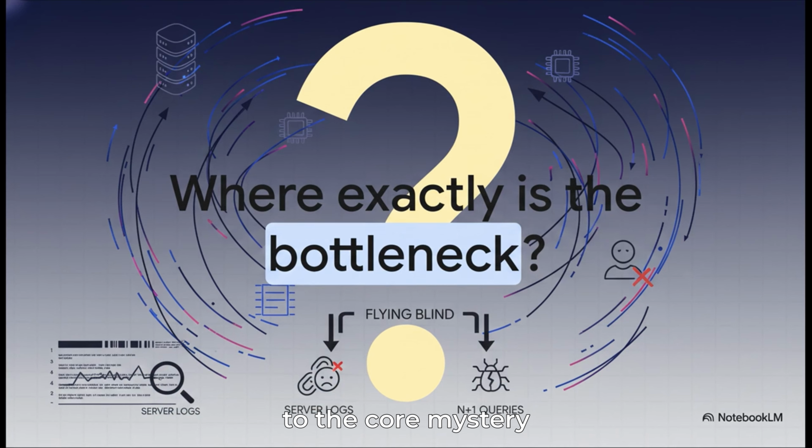And that brings us to the core mystery of our investigation today. How on earth do we measure the user's pain when we are essentially flying blind? Without the right telemetry, you're just stuck combing through disjointed server logs or trying to replicate the issue on your own machine, which, let's be honest, always runs perfectly fine. We need a way to see exactly what that user experienced.